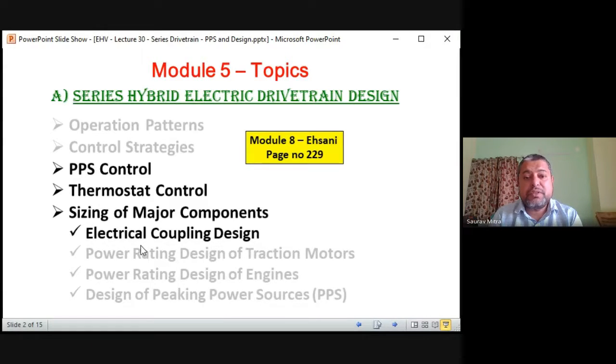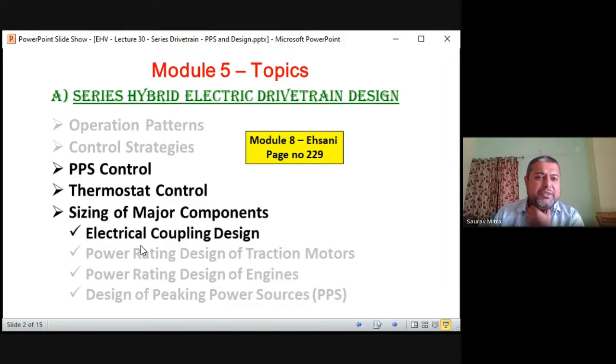The remaining three topics we will try to cover on coming Friday: the design of traction motor, design of engine, design of peaking power source. On Friday, with the third lecture in this module 5, we are going to complete the first part of module 5. The next part will be hybrid parallel electric drivetrain design, which will take another 3 to 4 lectures. So I guess in another 4 lectures, our syllabus for this EHV subject will be over.